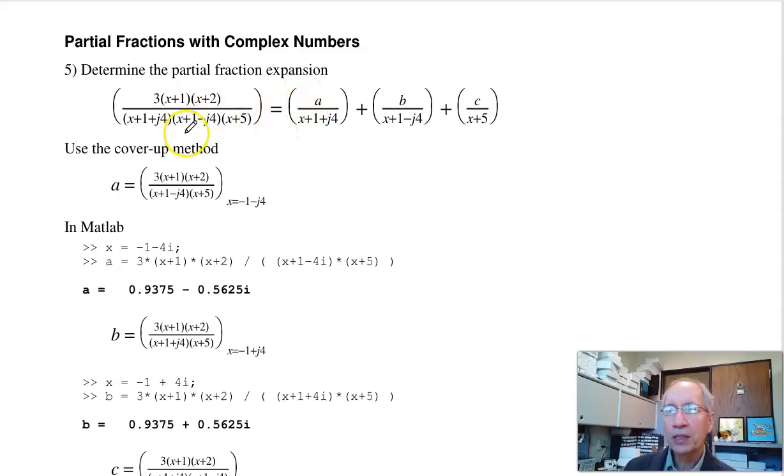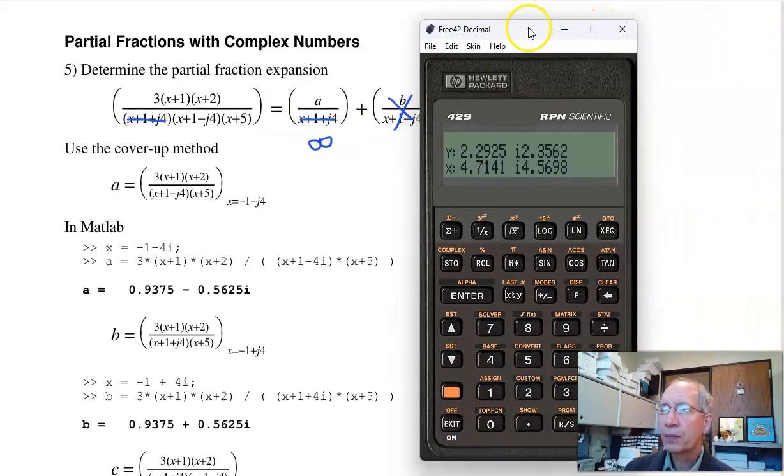So let's take the point minus 1 minus 4j. This term goes to infinity. This is a constant. A constant relative to infinity doesn't matter. So as I let x go to minus 1 minus j4, this goes to infinity times a constant. This goes to infinity times a constant. Covering up this term, that constant must be this as x goes to minus 1 plus j4. That's called the cover-up method.